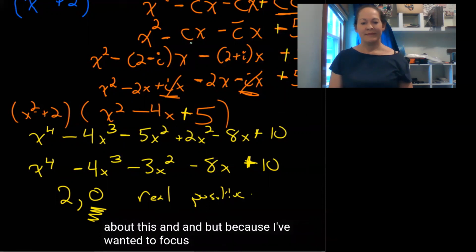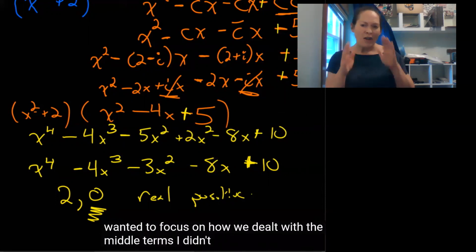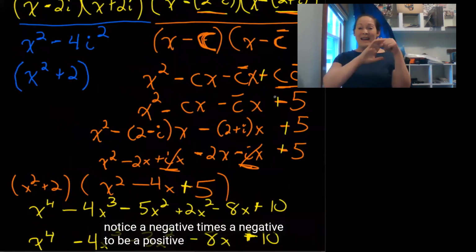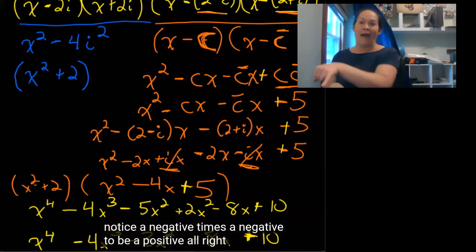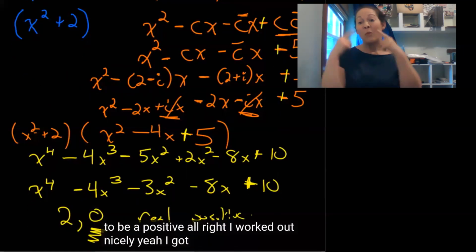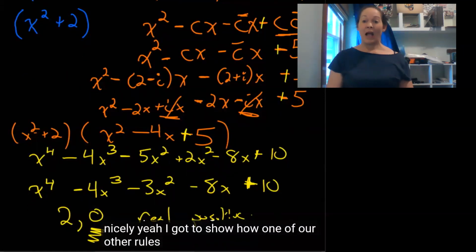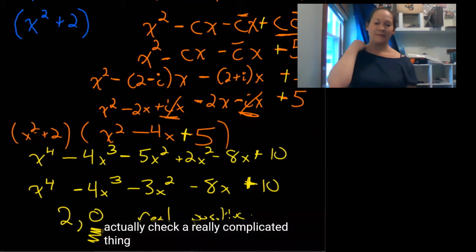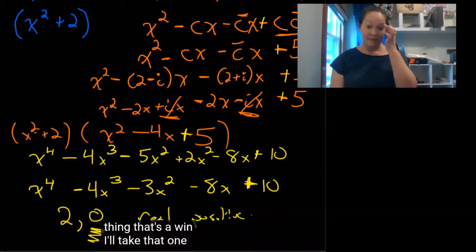But because I wanted to focus on how we dealt with the middle terms, I didn't come back to it. So notice a negative times a negative should be a positive. All right? That worked out nicely. I got to show how one of our other rules can help us check things, and actually check a really complicated thing. That's a win. I'll take that win today.